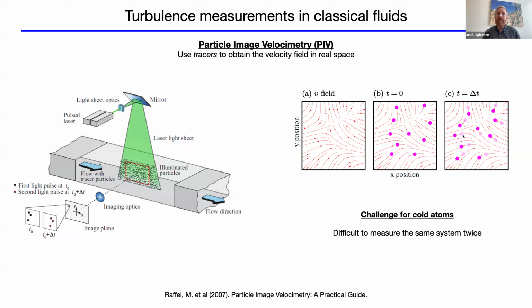So this type of measurement is supernatural in classical fluids, but it's a challenge for cold atoms. It requires us to have tracers in the first place, and then it requires knowledge of the difference in position from when the tracer started to where it ended. So I will be telling you how we perform these kinds of experiments in our system.